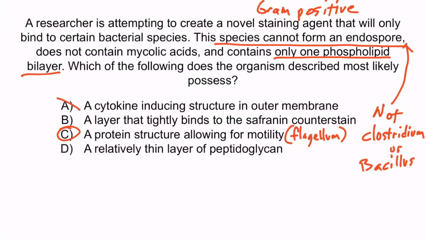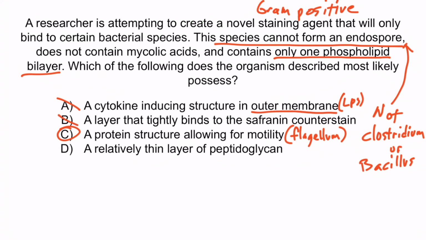Now, choice A is wrong because this refers to lipopolysaccharides. You might have been thinking about the lipoteichoic acid in the inner cytoplasmic membrane of gram-positive organisms, and those do induce the release of cytokines. However, we know that only gram-negative bacteria contain that outer membrane. So the cytokine-inducing structure here describes the lipopolysaccharide.